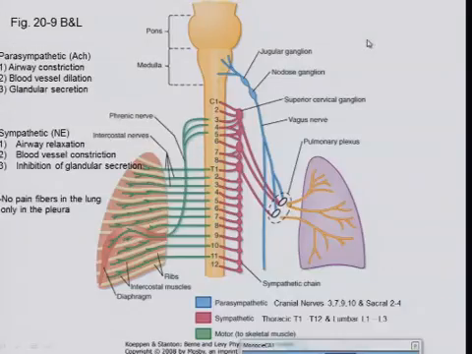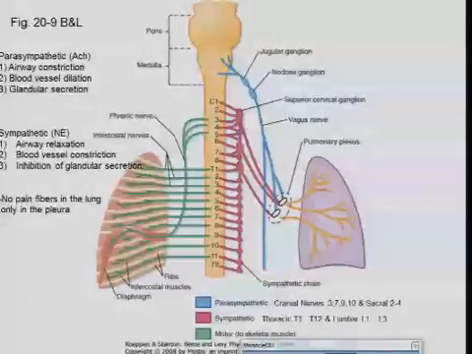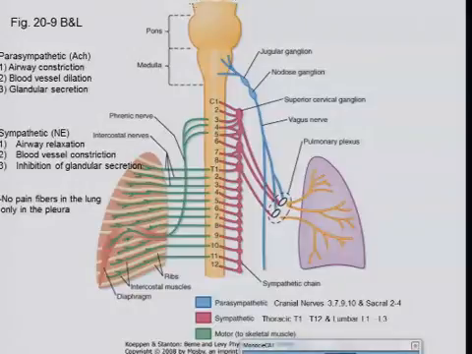So now we're going to talk a little more about the innervation. I don't like to go into a lot of depth about innervation of the respiratory system, but we're going to talk about the basics. This diagram here is about as much detail as I prefer to go into. We'll talk about it just a little bit more.